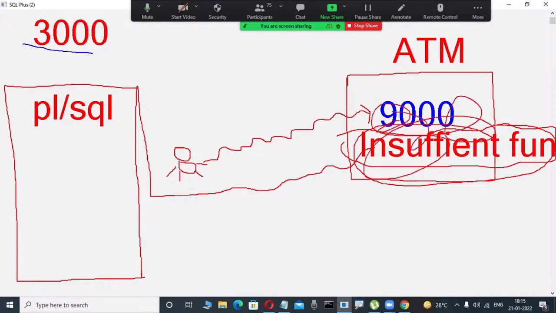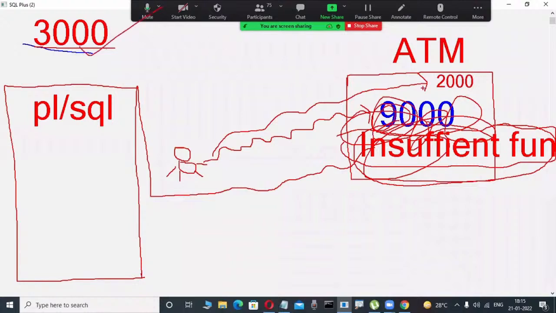Again, another scenario. For example, now here my balance is 3,000. Suppose I am inserting an ATM card. Now I try to withdraw 2,000 rupees, for example. Now it is possible. Why? Because here my balance is 3,000. Yes, I try to retrieve 2,000, and 2,000 is less than 3,000. That's why this is possible. We are withdrawing money, 2,000 is possible in this example.